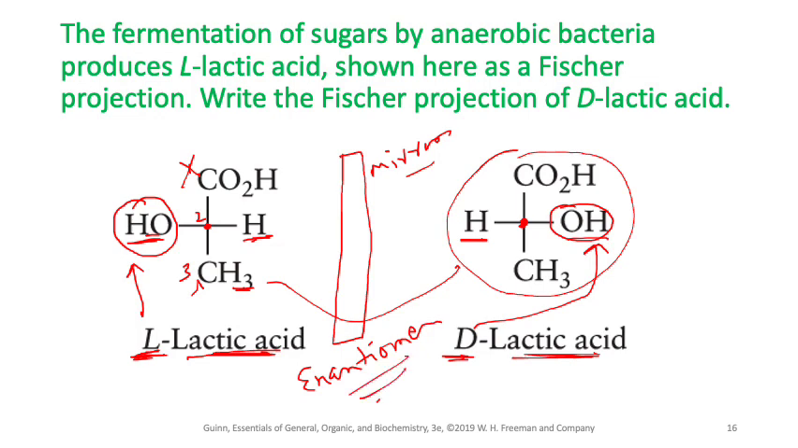So in this slide we learned about what D and L are, and what enantiomers are one more time, and what chiral molecules are, right? So if we are already given the L lactic acid, you can form a D lactic acid by just moving the OH and H to the opposite side, because this can be your mirror image, right?